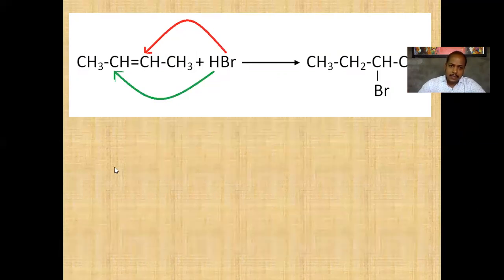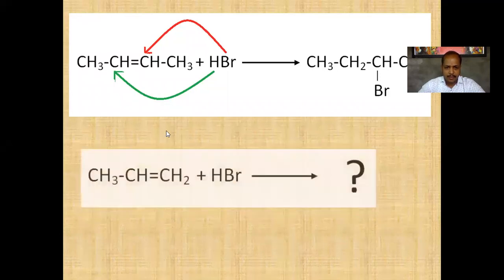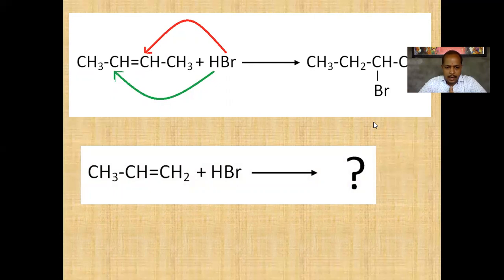Now one interesting thing I will tell. See here which substrate we have used, that is 1-propene. CH3 CH double bond CH2, 1-propene we have used. Now if you observe carefully, there is some difference between this structure and this structure. What is it? Can you guess? Yes, I will tell you.